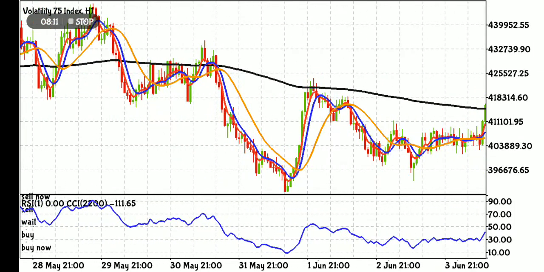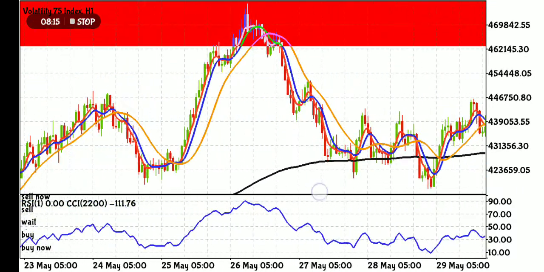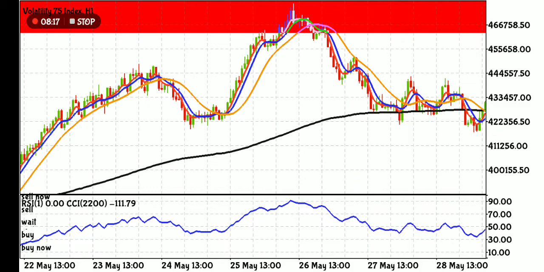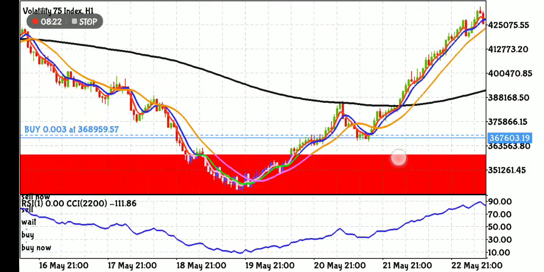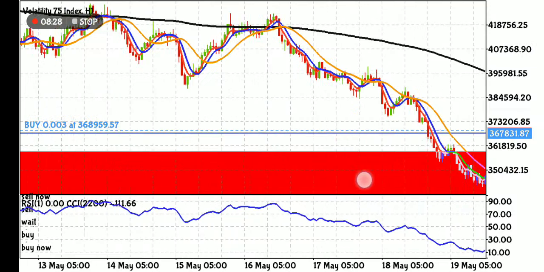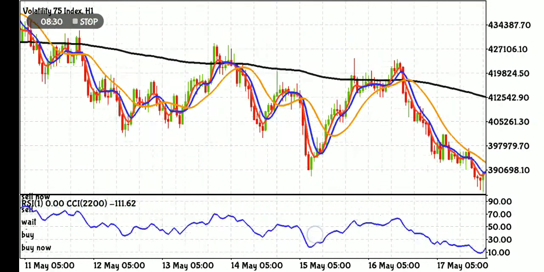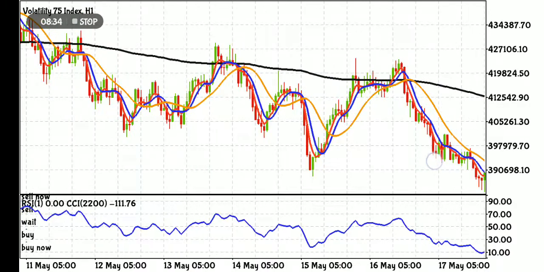You can see the same thing played out here, and there, and here. Very fantastic strategy. This same thing exactly played out here. Okay, so a very good reversal strategy that people aren't using.